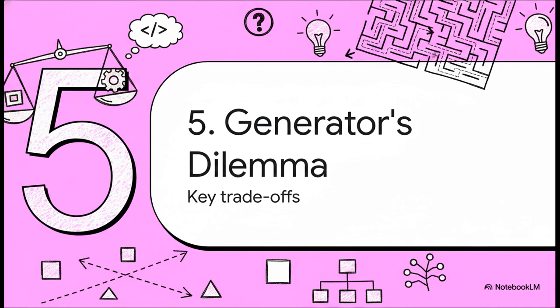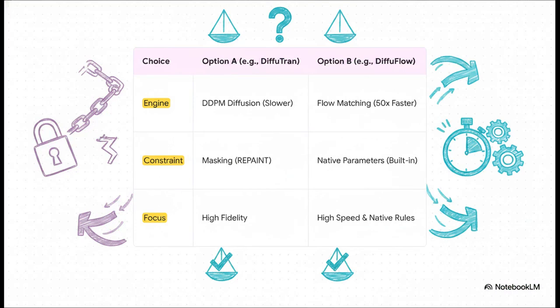Because when you're actually building one of these systems, you're constantly faced with what you could call the generator's dilemma. You have to make some tough choices. This table just nails that dilemma by comparing two sister models. On one side, you have Diffutran. It uses that older, slower, but very mature engine, and its focus is on achieving the absolute highest fidelity possible. On the other side, you have Diffuflow. It's all about that new, 50x faster engine with the rules built right in from the start. Its focus is pure speed and elegant design. See? There's no single best answer here. It's all about balancing these competing priorities.